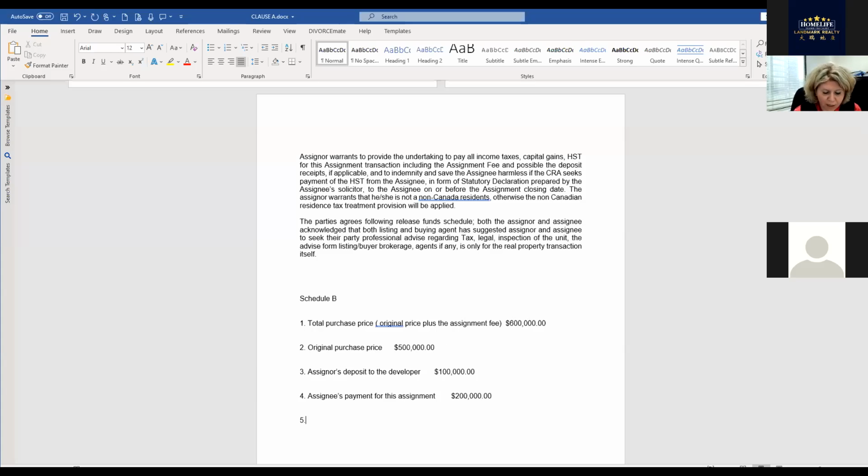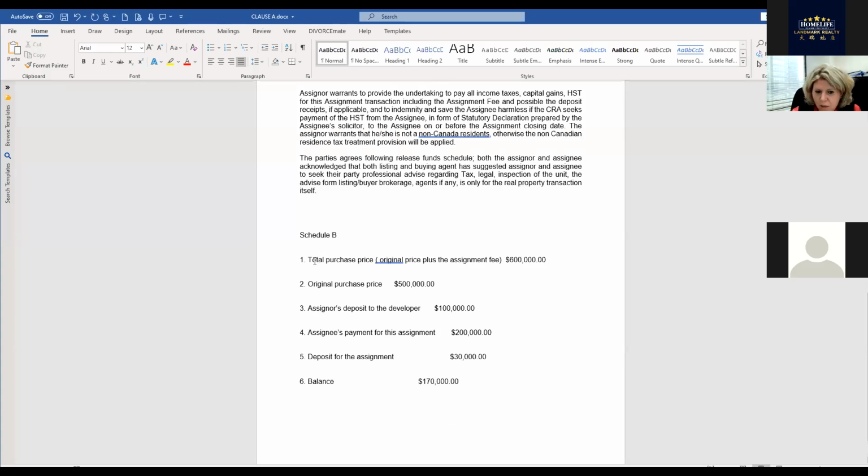Then number 5, I have the deposit for the assignment, okay? Whatever, you can put the 30,000, the deposit for the assignment. And number 6, I have the balance, okay? What is the balance, guys? The balance is 170,000.